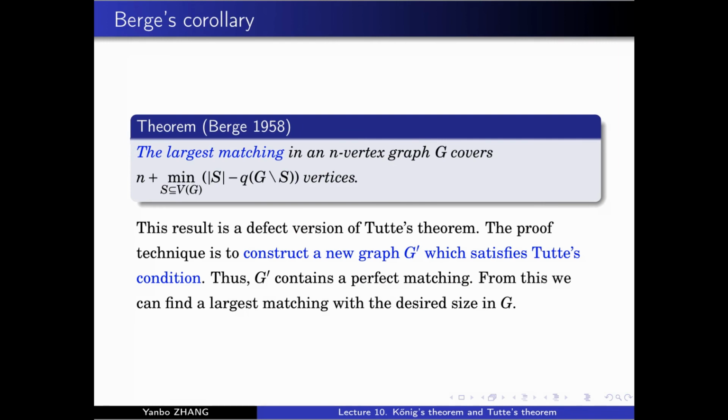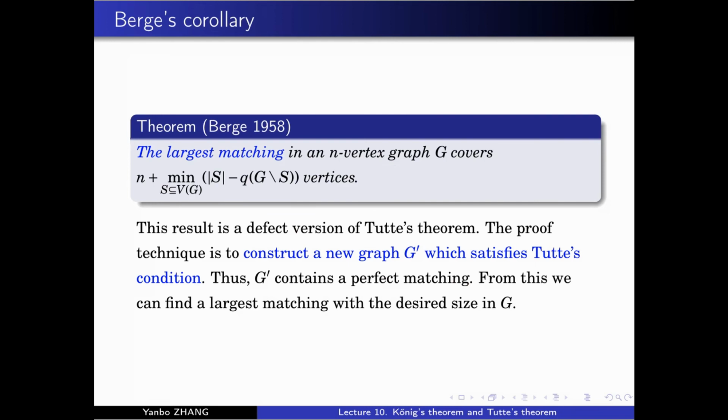The second corollary of Tutte's theorem is Berge's corollary. Berge wrote the second graph theory book in history. This result says that the largest matching in an n-vertex graph G covers n plus the minimum of the size of S minus Q(G minus S), for all S contained in V(G) vertices. It is called a defect version of Tutte's theorem.